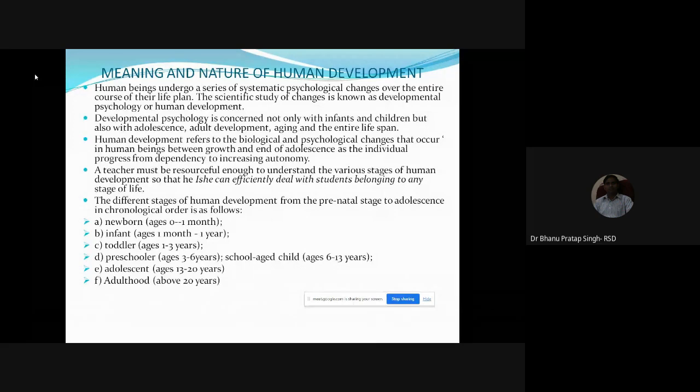Adulthood comes above 20 years, and adolescence, also known as teenage, means 13 to 19, near to 20. This is the teenage. And preschool, we should be aware exactly, starts at 3 to 6 years, and school age is 6 to 13 years. So these are the important ages of human development, and as teachers we should all be aware of these stages. And further growth and development we have discussed in earlier slides.